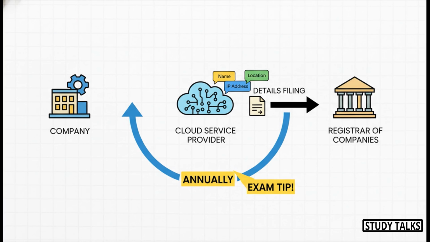And there's one more thing. If you're using a cloud service provider, think Amazon Web Services, Microsoft Azure, whatever, you have to tell the registrar about it. You need to provide the provider's name, IP address, and location. And you have to do this every year when you file your financial statements.